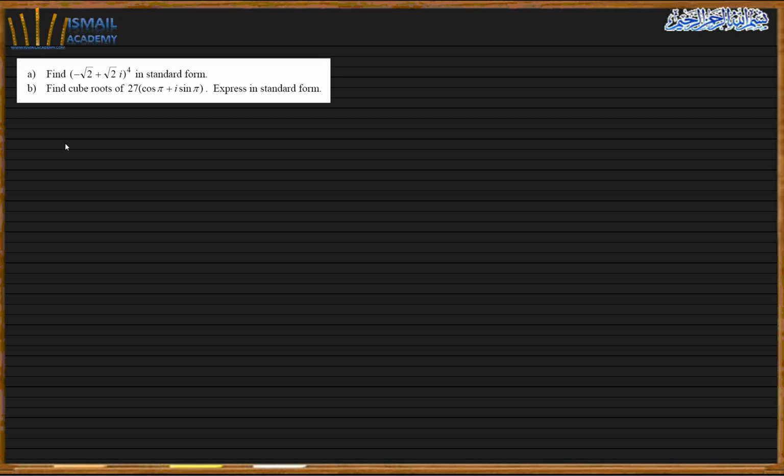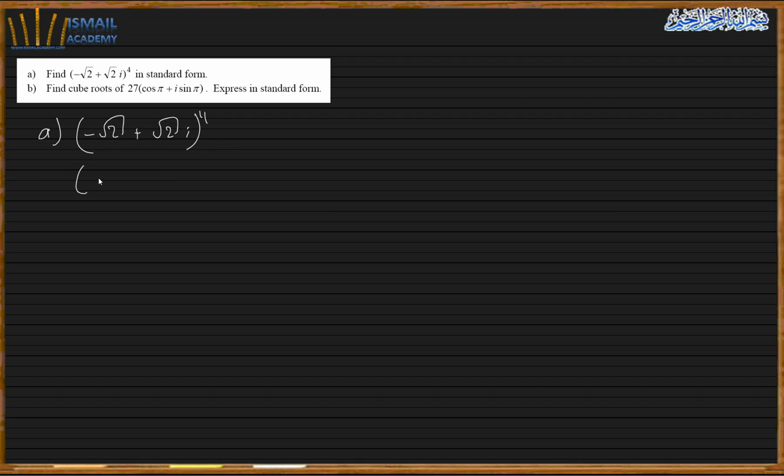So here I will use the short way. In fact, there's a different way to do this. I'll show you this way, and I'll show you another way, and you choose which one you want to do. So I use the regular way, which is the multiplication way. So I have minus square root of 2 plus square root of 2i to the power 4, but I use it in a short way here.